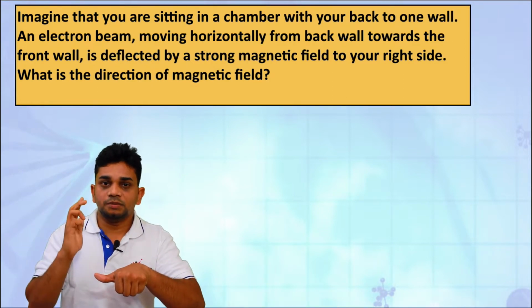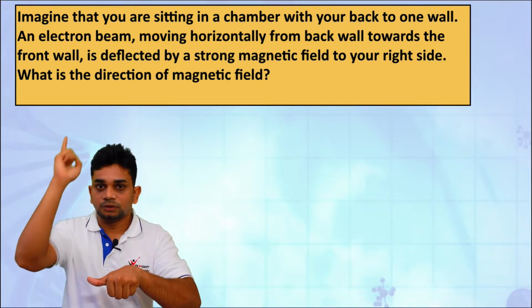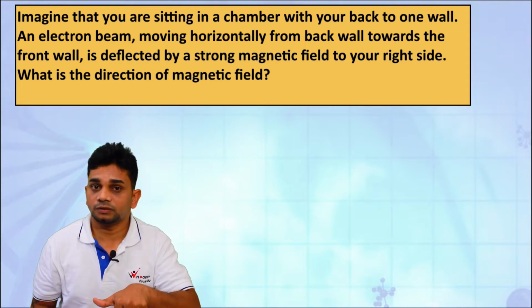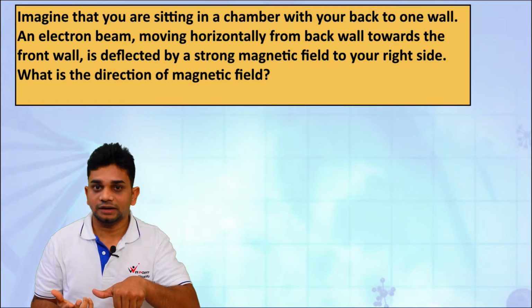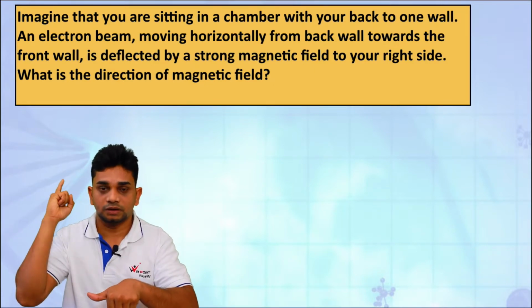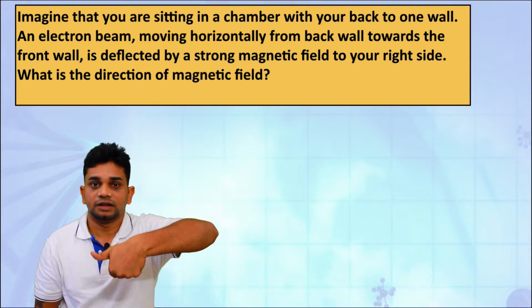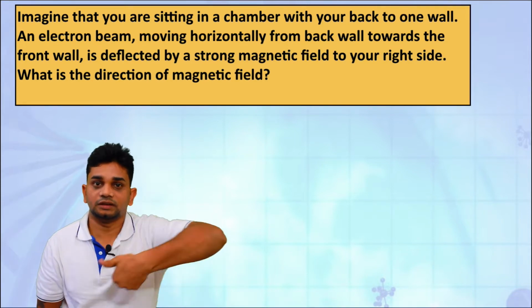And the electron beam is coming from the back wall to the front wall. It is the direction of electron beam. So what will be the direction of current? It will be opposite, right? The direction of current will be from front wall to back wall. It will be opposite to the flow of electrons. Okay, this is the direction of current.